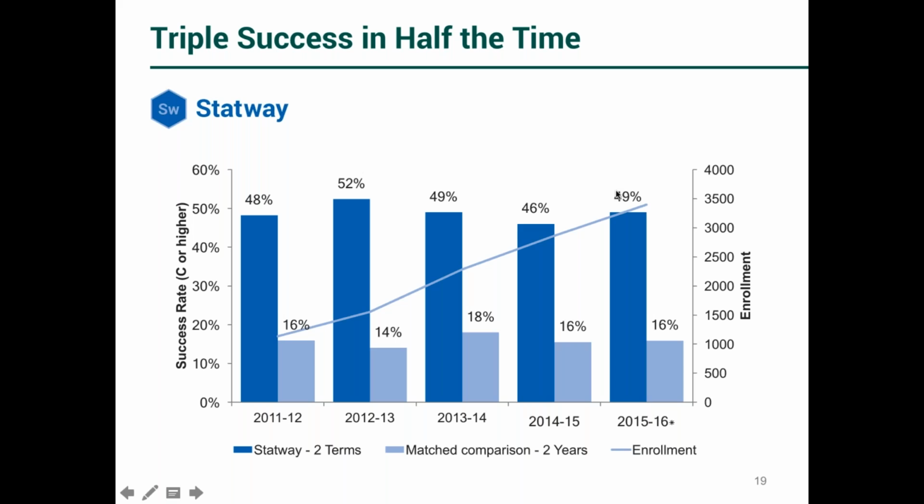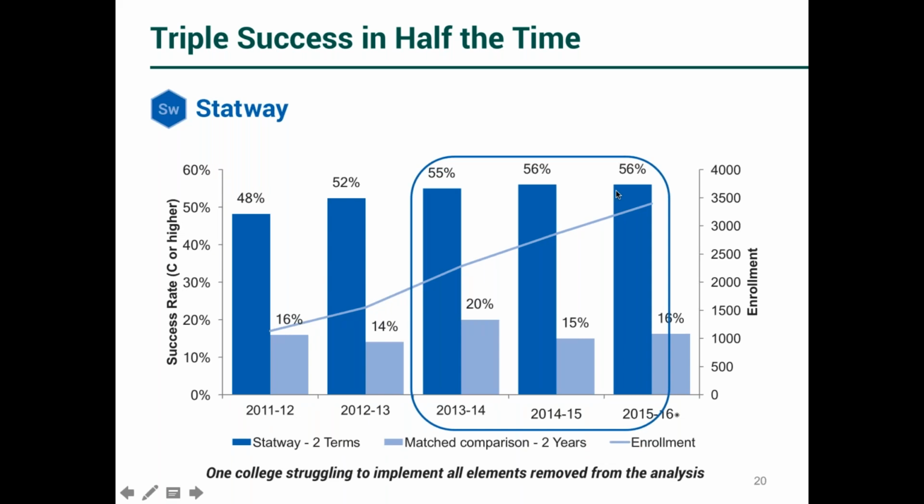So it's an apples to apples comparison in terms of students, but the matched students here are given basically 2 years to complete as opposed to the Statway 2 terms. And you can see that the Statway students dramatically outperform their matched peers in ways similar to the descriptive results before. A real quick note, the asterisk under 2015-16 refers to the fact that these data are very, very new, and these are just preliminary. But the trend looks about right.